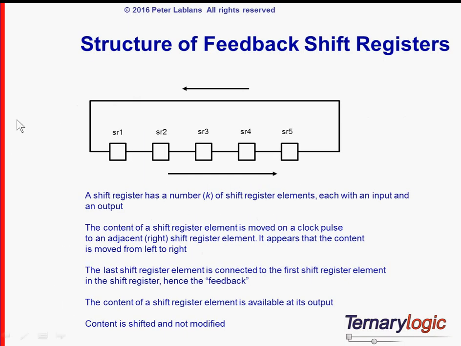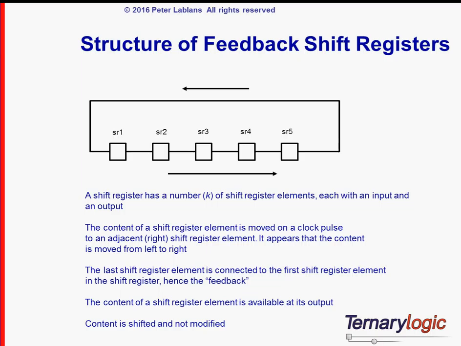So the basic structure of a feedback shift register is shown in this device that has 5 shift register elements. In general, you would say they have K. So in this case, K is 5 shift register elements. Each shift register element has an input and an output. The output is always available, and the input is shifted into the shift register element under the control of a clock signal, which we won't show in these devices because it would obscure the functionality, but you have to assume that there is a clock signal available.